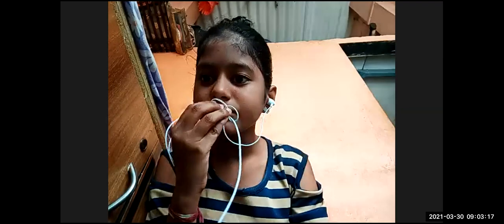So, tell me what is this? Yes, who will tell me? Identify this object. It's a compass. Yes, it is a Marinus compass. Very good. Very good.